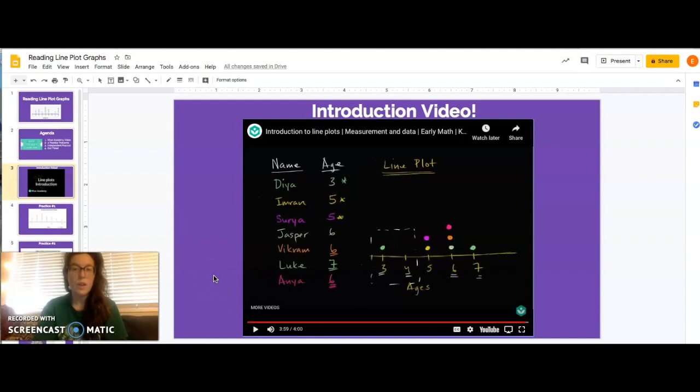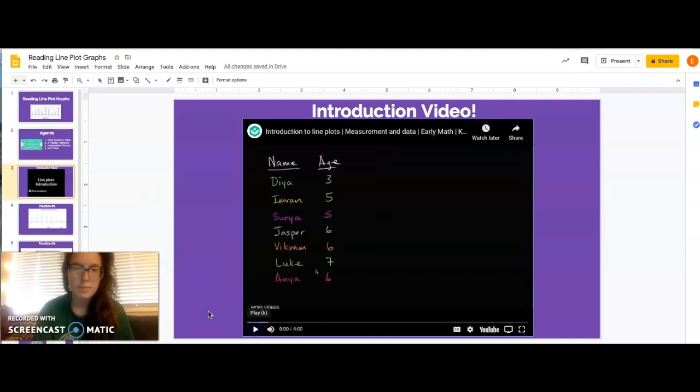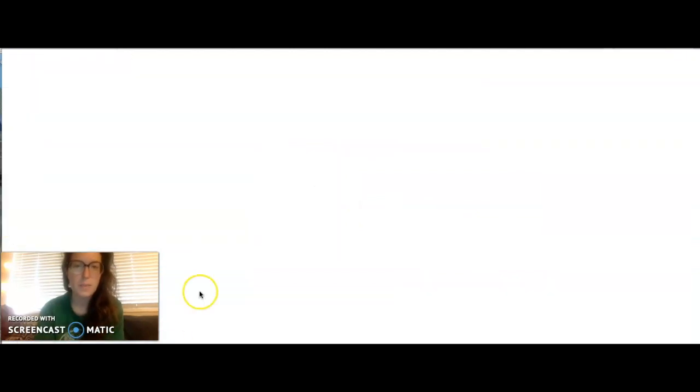All right, so we know that when we're working with line plots, we need to have a set of information about something, or we could call it data if we want to use a really good math word. And then we use our line plot to track the frequency, or how often something happened within this set, by using either dots or X's. I like X's. All right, let's jump into our first practice problem together.